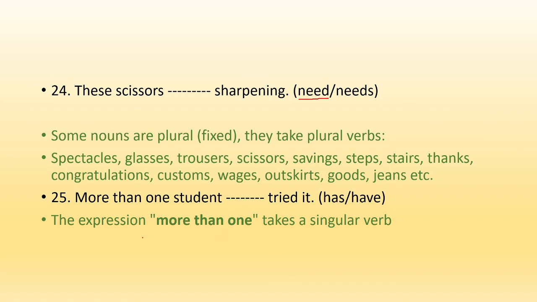Now the last sentence: more than one student dash tried it. The expression more than one always takes a singular verb. So just remember, wherever there is more than one, you have to write a singular verb there. More than one student has tried it. So these are the basic 25 sentences of subject verb agreement.